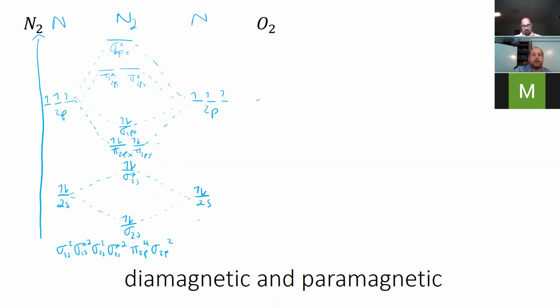This will give us a bond order of, well, I've got 2, 4, 6, 8 electrons in bonding orbitals minus 2 electrons in anti-bonding orbitals divided by 2 gives us a bond order of 3. Okay.